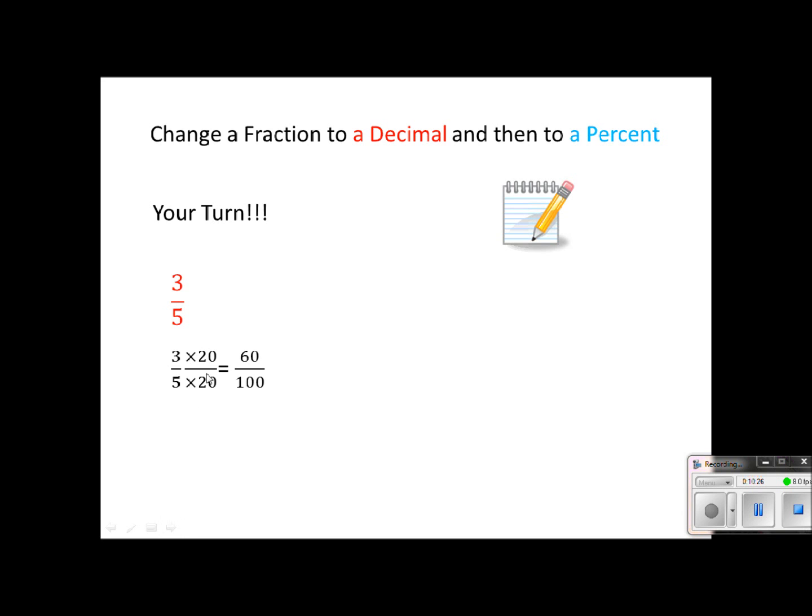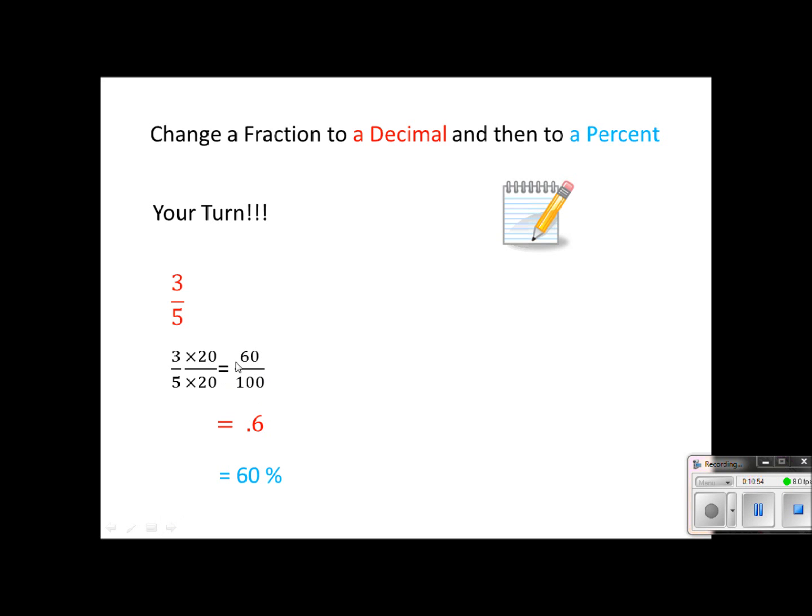Hopefully you could see that this one was easy to change to a power of 10. If you multiply the bottom, or the denominator, by 20, 5 times 20 is 100, and then of course you have to multiply the top by the same amount. It would be 60 over 100. And now it's easy to convert to a decimal. It would be 0.6. Some of you may have had 0.60, which is absolutely fine, but this is 6/10.